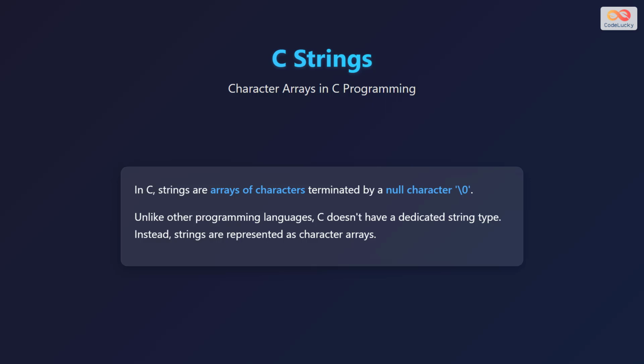In C programming, strings are essentially arrays of characters. These arrays are terminated by a null character, represented as \0. A key difference from other programming languages is that C does not have a dedicated string type. Instead, strings are represented and manipulated as character arrays.